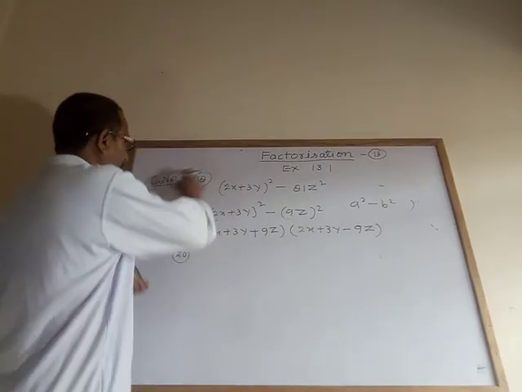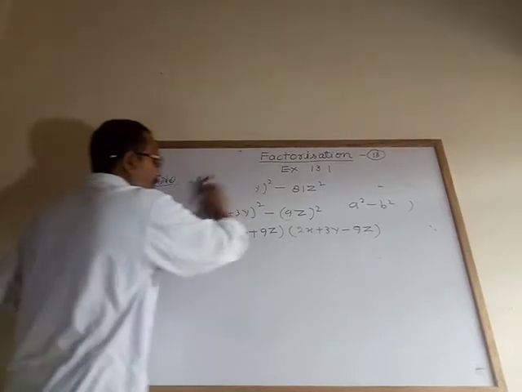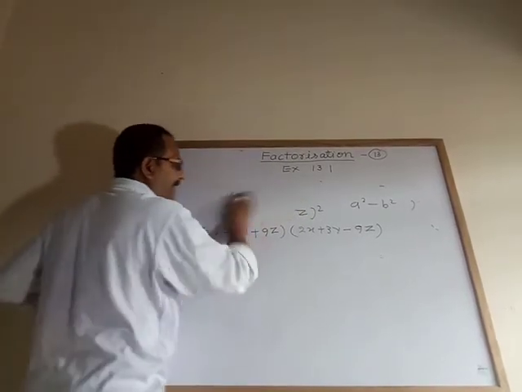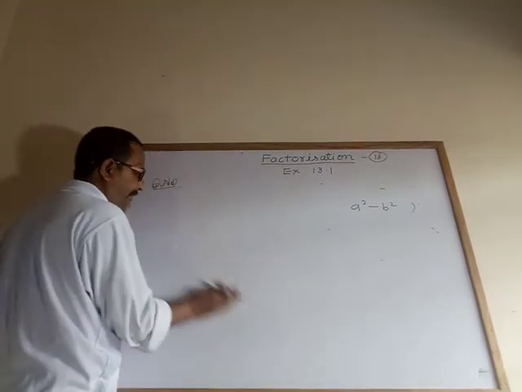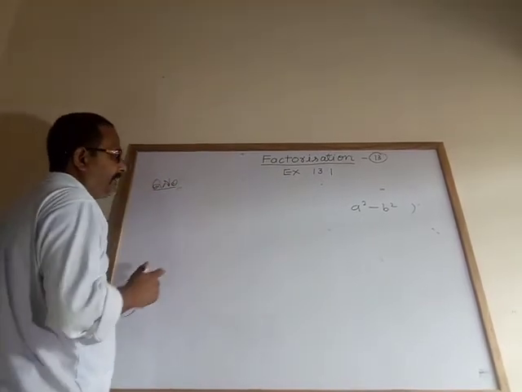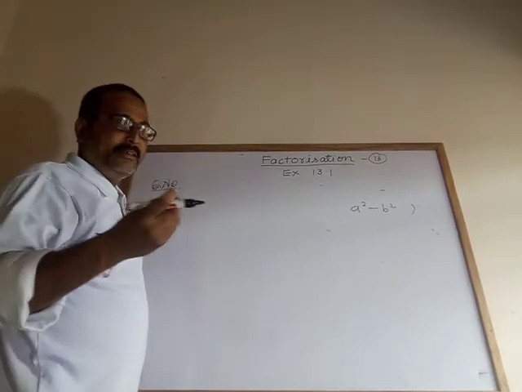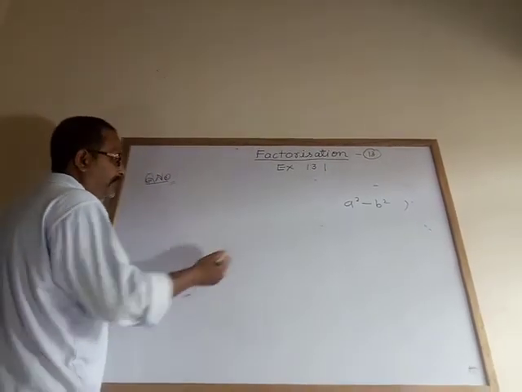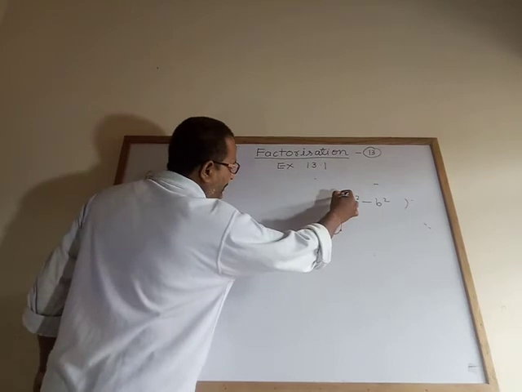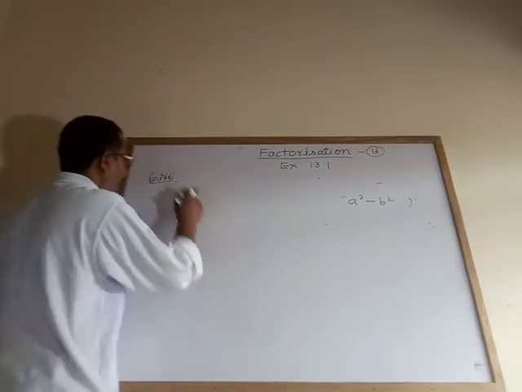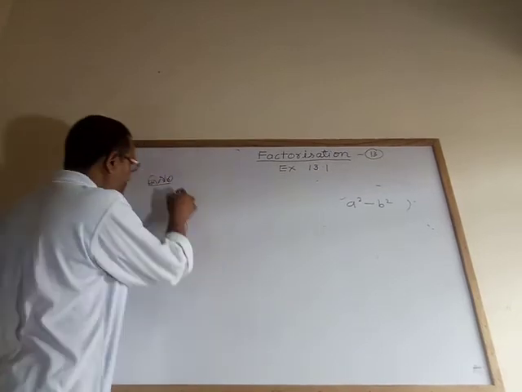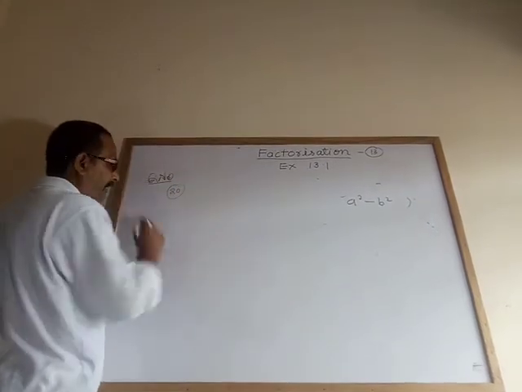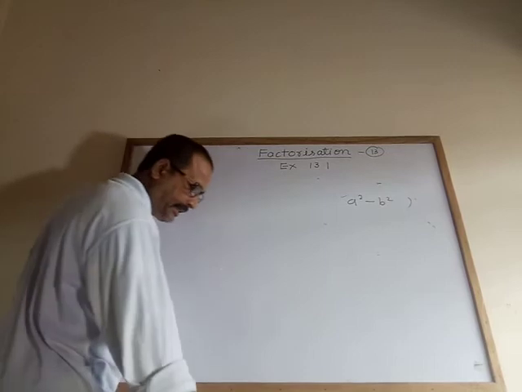Now question number 20, I am going to explain here. Up to 18 I have used only three methods: taking the common factor, grouping the terms, and using only the identity a square minus b square. The questions up to 18 are based on that.